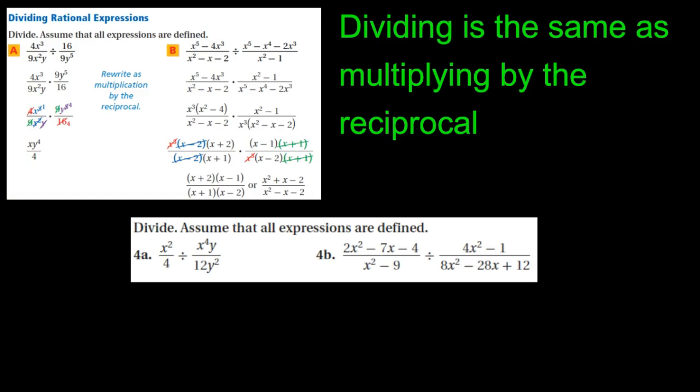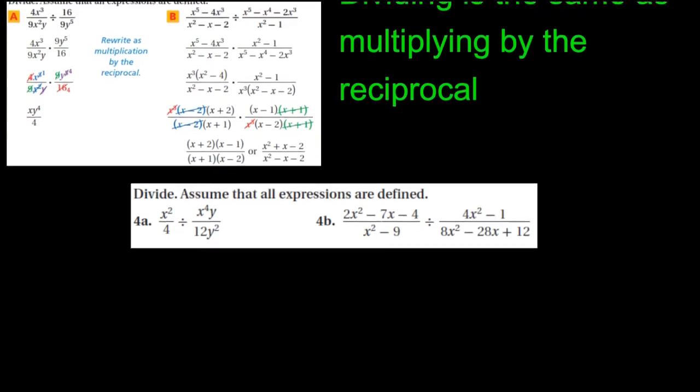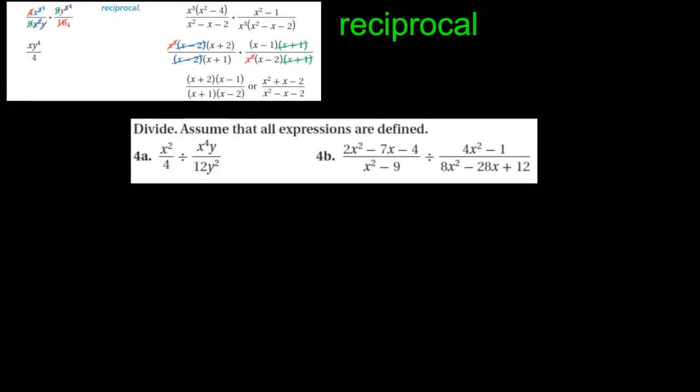So dividing is the same as multiplying by the reciprocal, so it's really not that much different. You just have to take the expression after the divide and flip it. And then now it becomes the same thing that we just did on the previous page as a multiplication. So before you go dividing anything, just change it to a multiplication problem. So this one becomes x squared over 4 times 12y squared over x to the 4th y. And then now it's just the same exact thing we did on the previous page.